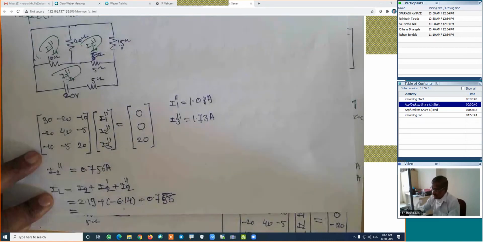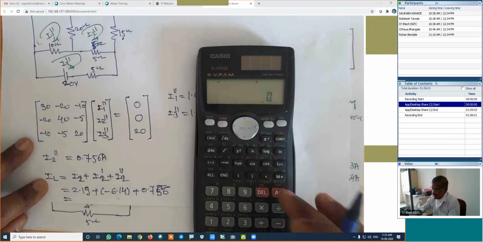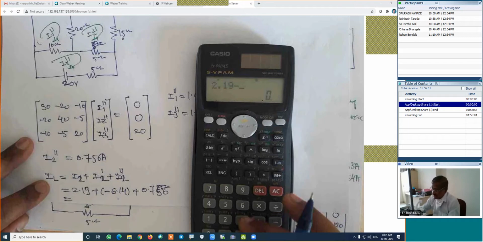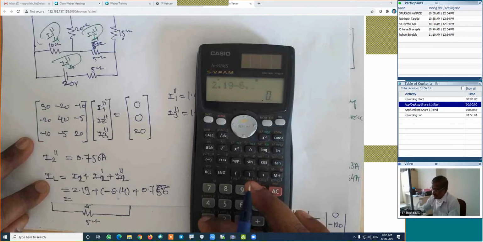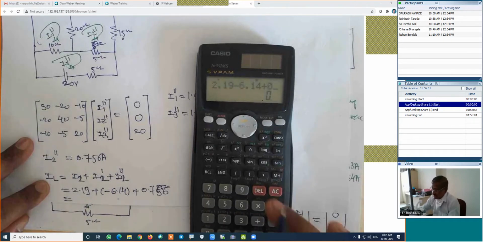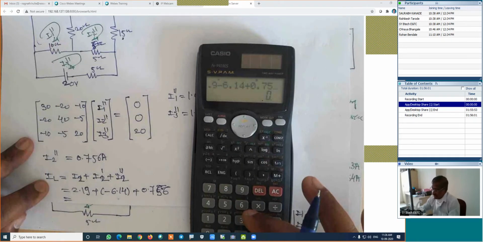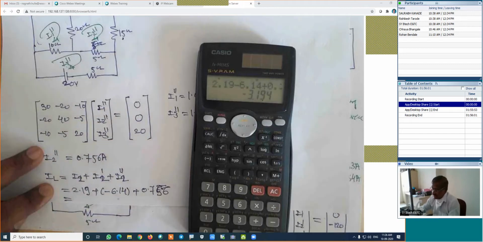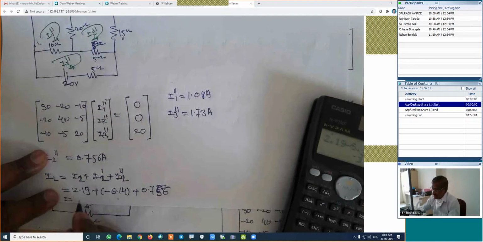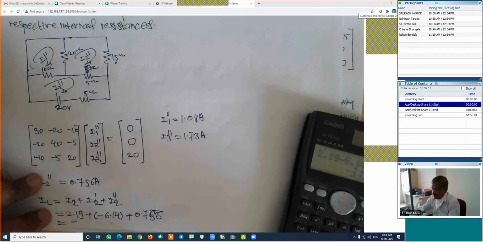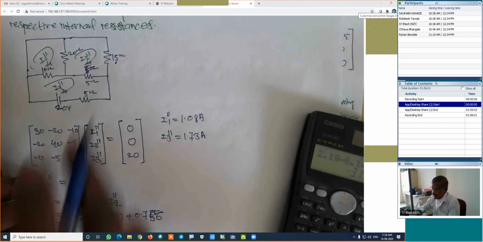And how much is the final answer? If I calculate this final answer, which is 2.19 minus 6.14, then plus 0.756, which is equal to minus 3.19. The value of this current is minus, it is 3.194 amperes. 3.194 amperes is the current in this 15 ohm.